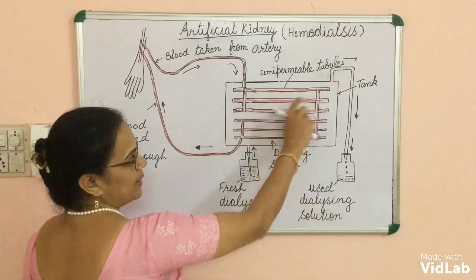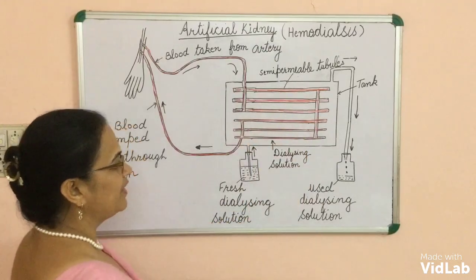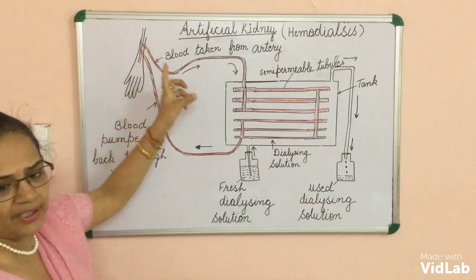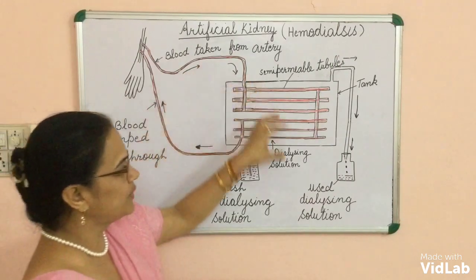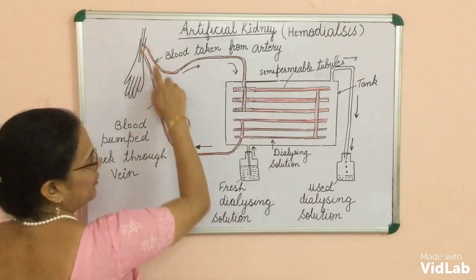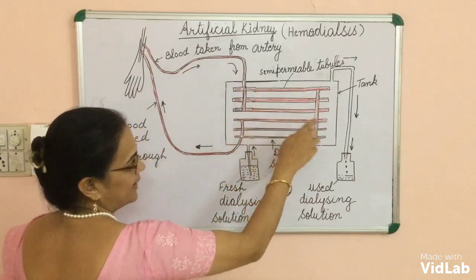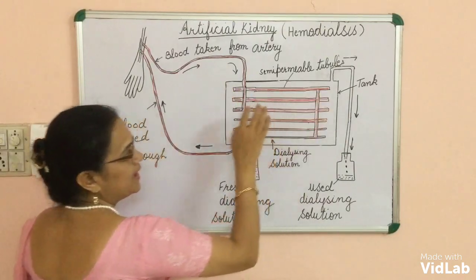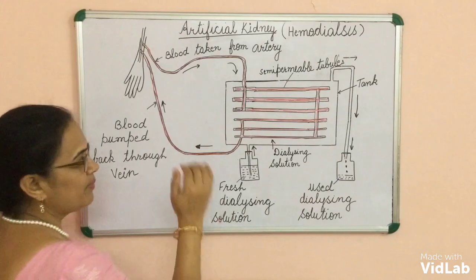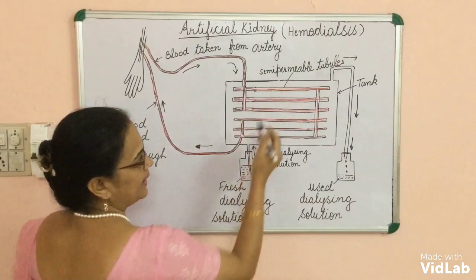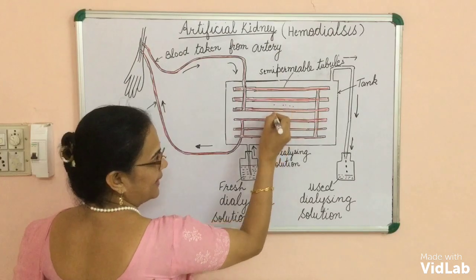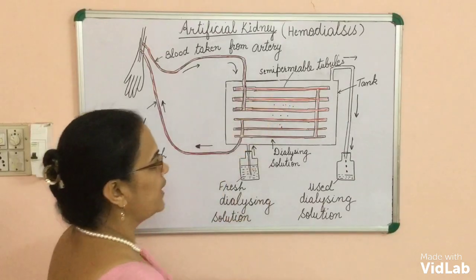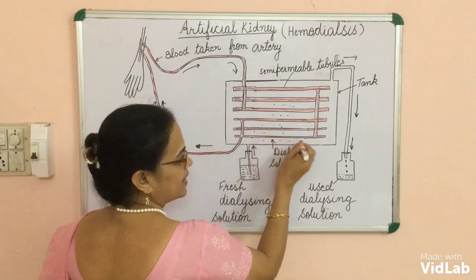Inside the tank, semi-permeable tubule-like structures are present in which the blood flows. Blood is taken from the person's artery and then passed through this dialysing tank, through these tubules. These tubules are semi-permeable. From the blood in these tubules, nitrogenous waste material comes out into this dialysing solution.